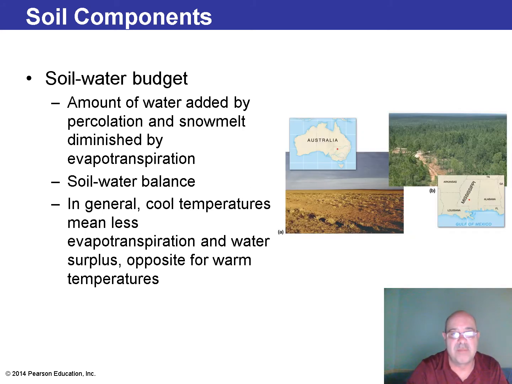All right, soil water budget. Amount of water added by percolation snowmelt is diminished by evapotranspiration. Depends on the time of year, okay? So in general, cool temperatures mean less evapotranspiration, and that's just because we don't have direct sunlight.